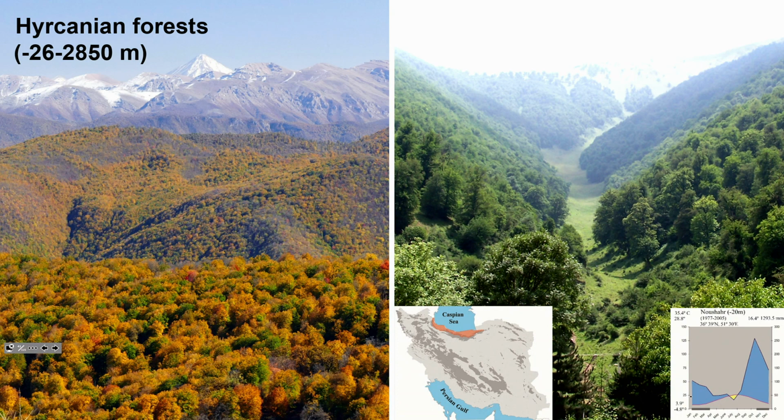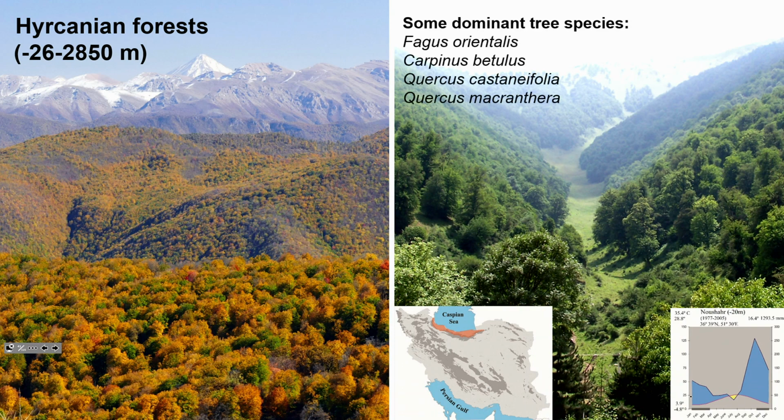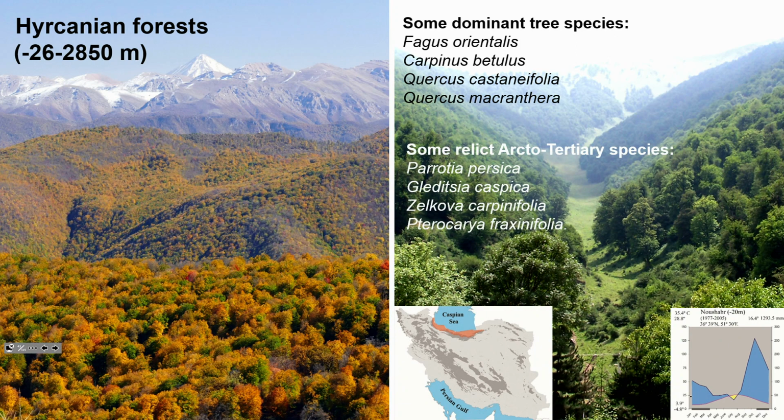Now we go to the northern side of the Alborz mountains, where precipitation is high, the Hyrcanian forest. Some dominant species are Fagus orientalis, Carpinus betulus, Quercus castaneifolia, Quercus macranthera. These forests have some relict species from the Tertiary period like Parrotia persica, Gleditschia caspica, Zelkova carpinifolia, and Pterocarya fraxinifolia.